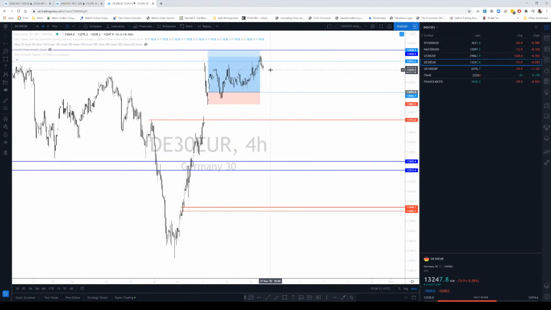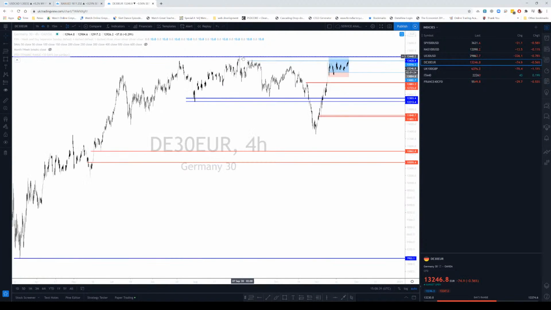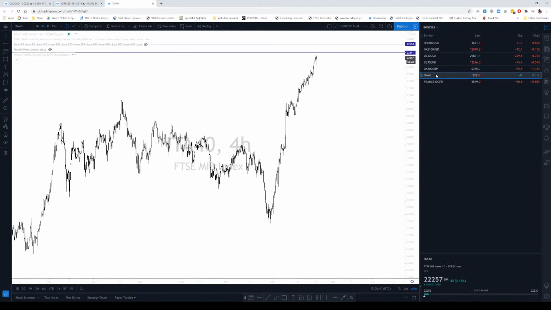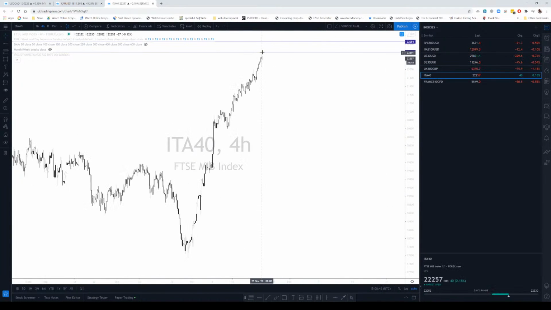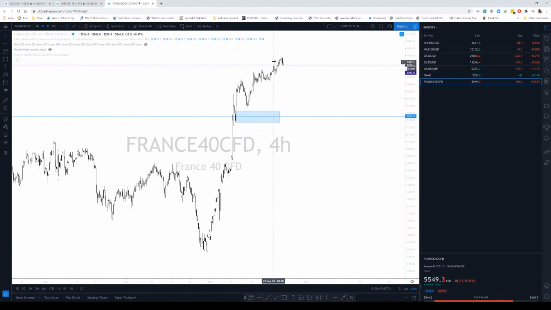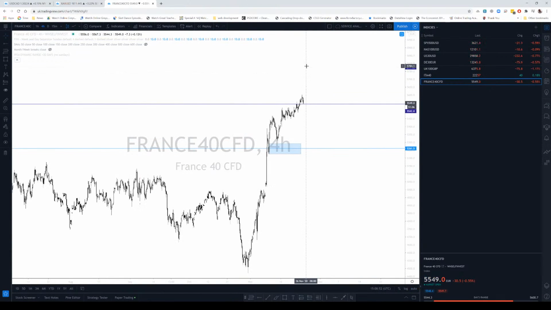German 30, that should also reach for that level. IT 40, we're almost at that first target there, and then Franc 40, we've reached the target, so we'll be looking for next upside objective.